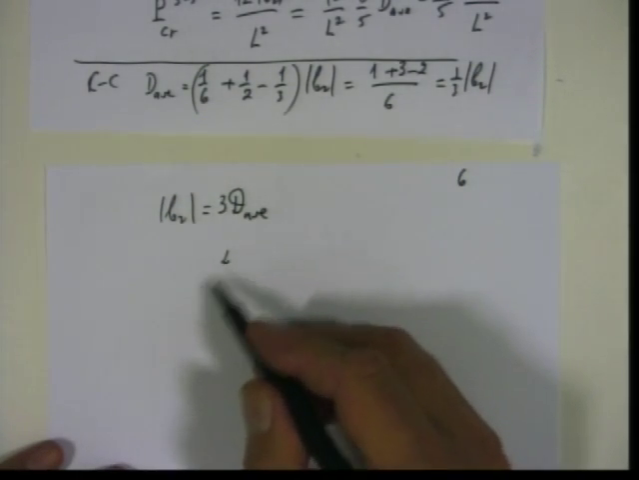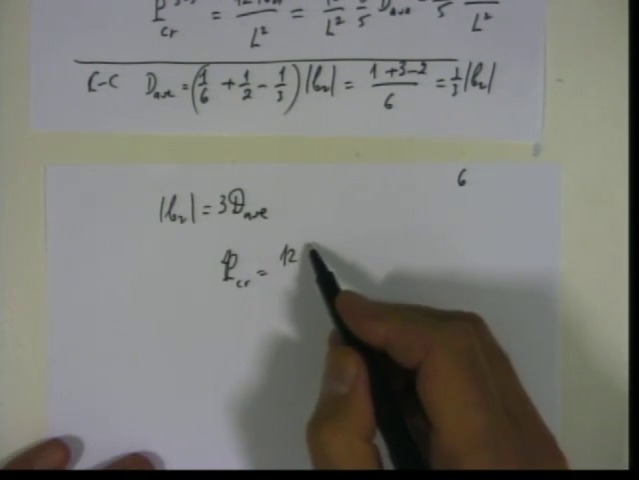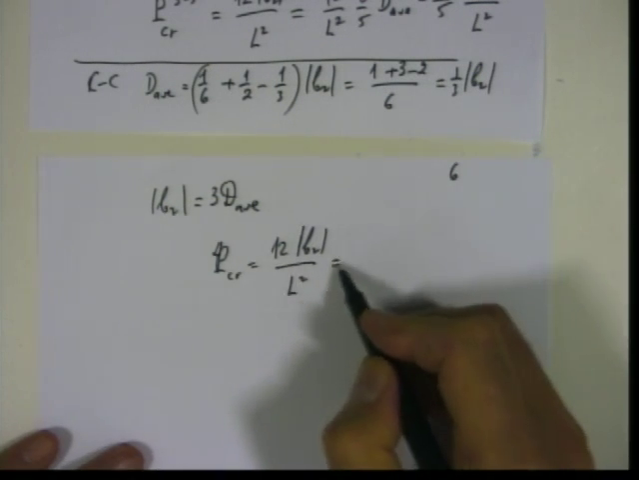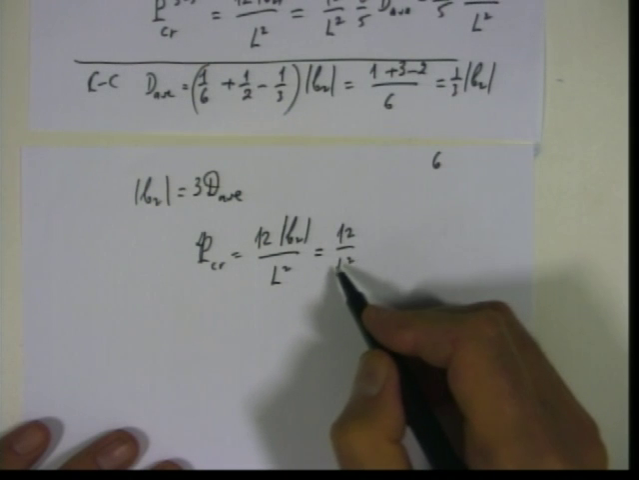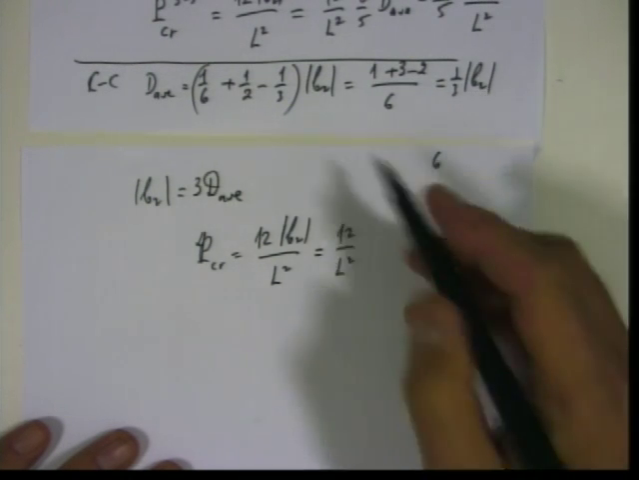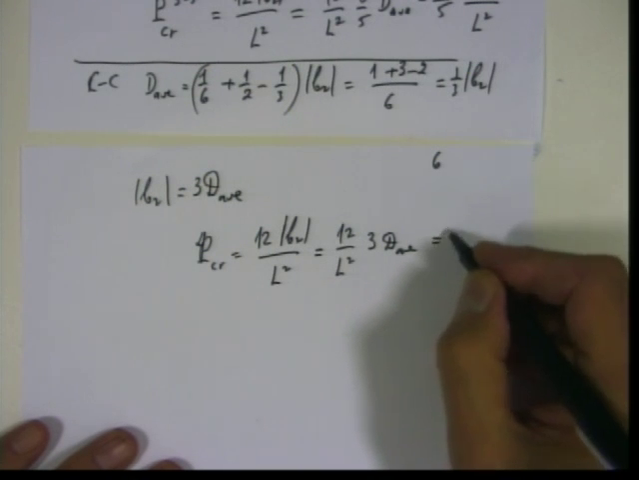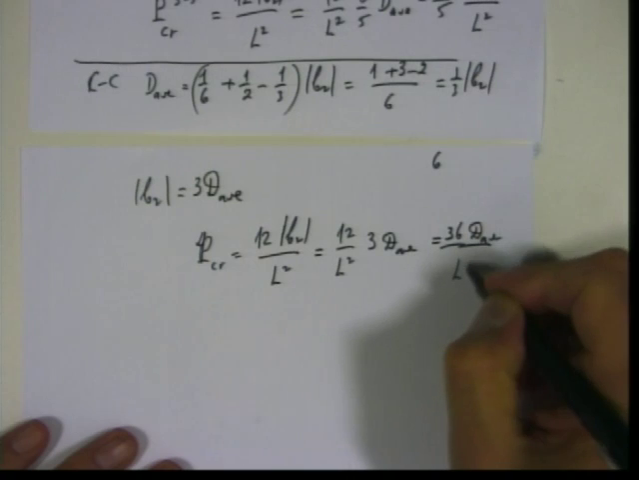So then P critical here equals how much? 12 b2 over L squared. That equals 12 over L squared, then b2. b2 equals 3 times the average. Or 36 the average over L squared.